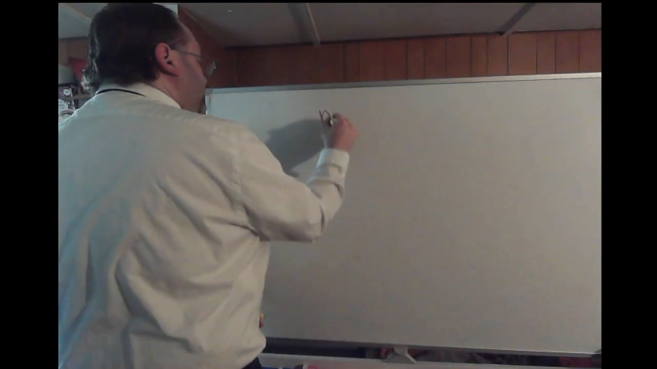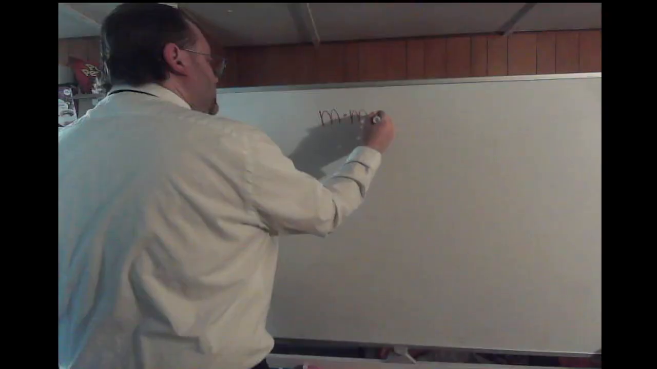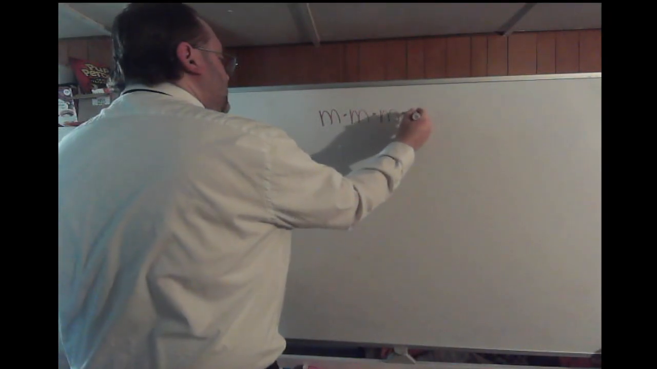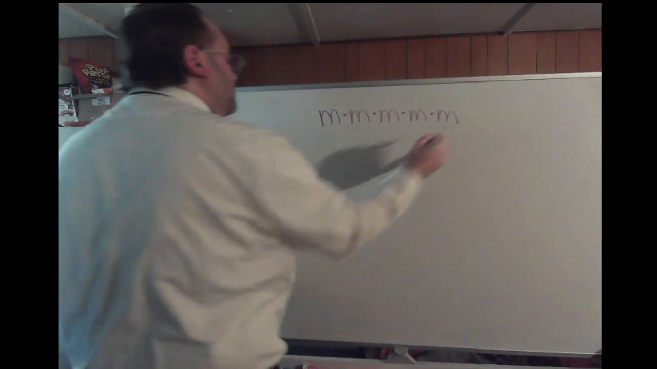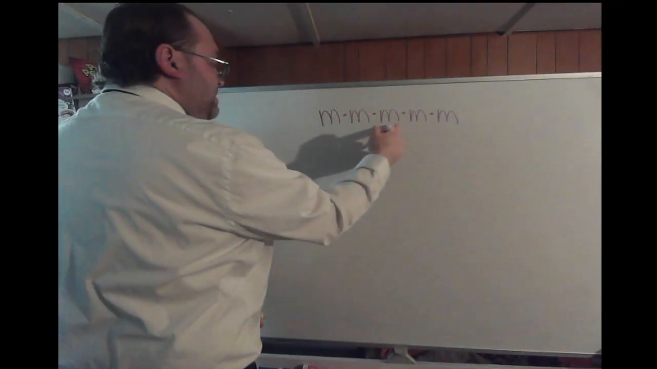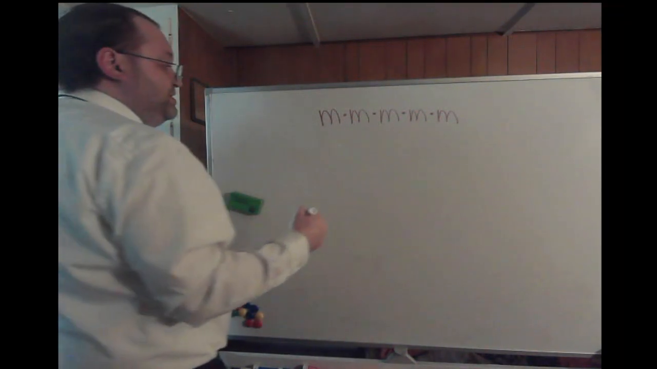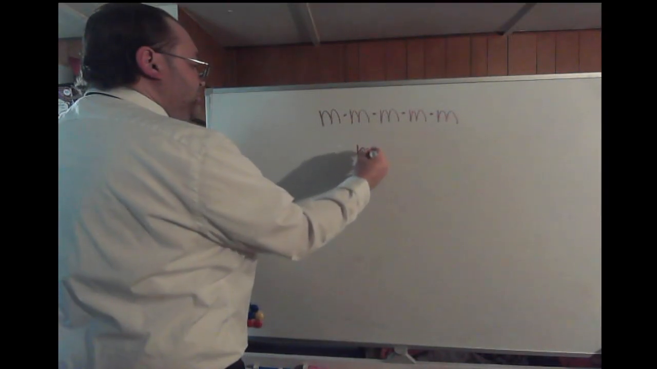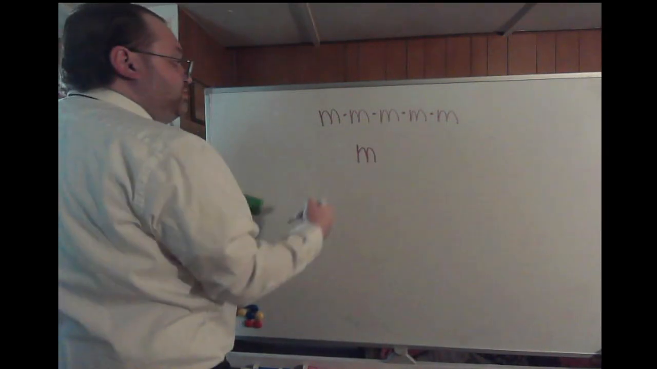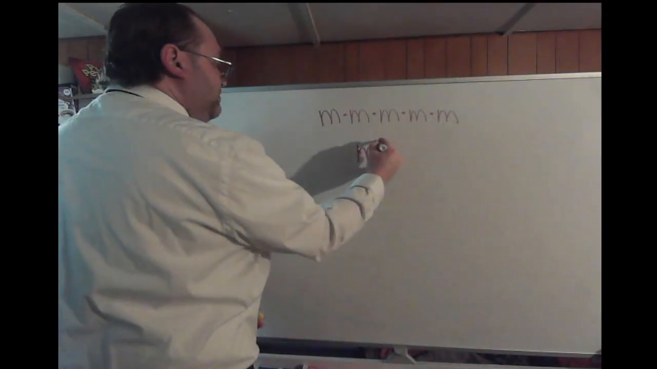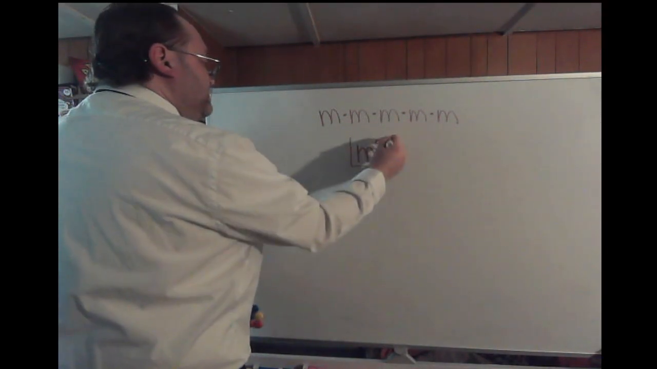We'll do one more here. Actually, I think we'll do a couple more here. So we have m times m times m times m times m. We have 5 m's there. So first we got to get the base. The base is m. Now how many times does it multiply? We count 1, 2, 3, 4, 5. So this is the same as m to the 5th power.